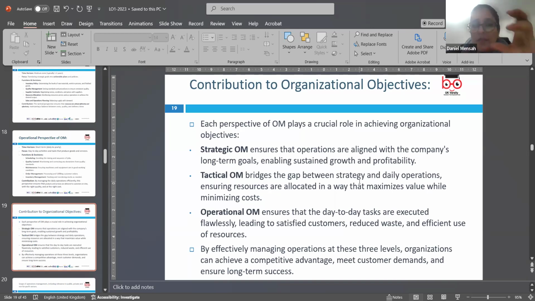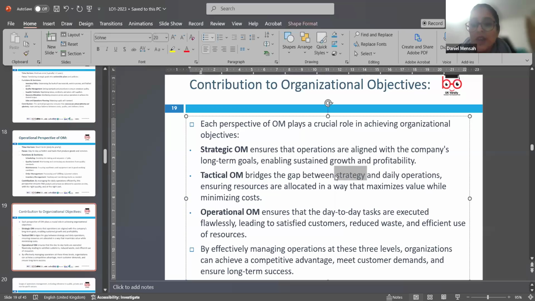And they also bridge the gap between the strategy and daily operations, the functional level, whatever operations are done on a daily basis, on the functional level, and whatever objectives are set on the strategic level. They have to bridge the gap between them, because in between, tactical management comes. So they are providing the resources and doing things practically to achieve the strategic goals.